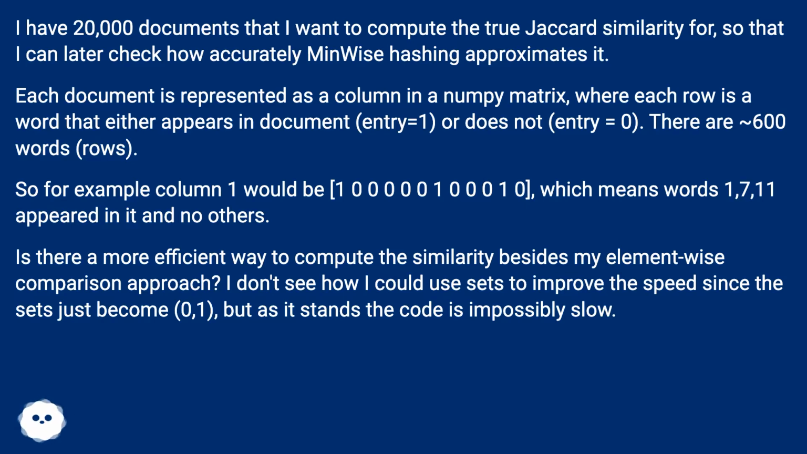Each document is represented as a column in a numpy matrix, where each row is a word that either appears in the document (entry equals 1), or does not (entry equals 0). There are 600 words, rows. So for example, column 1 would be 10000010000010, which means words 1, 7, 11 appeared in it, and no others.